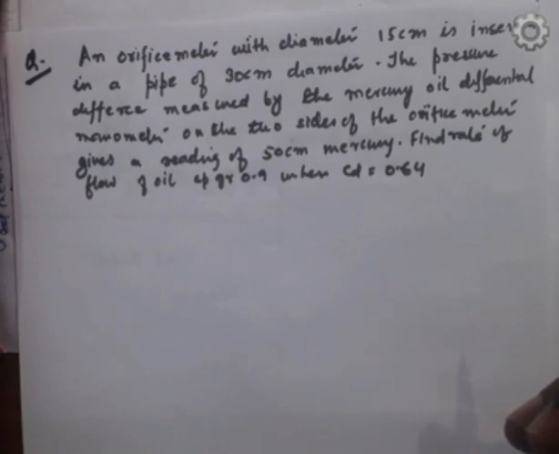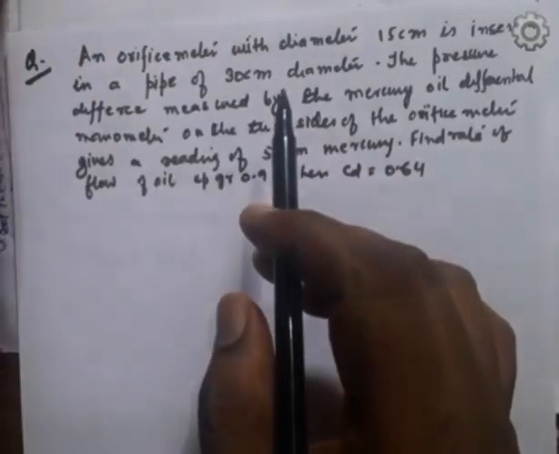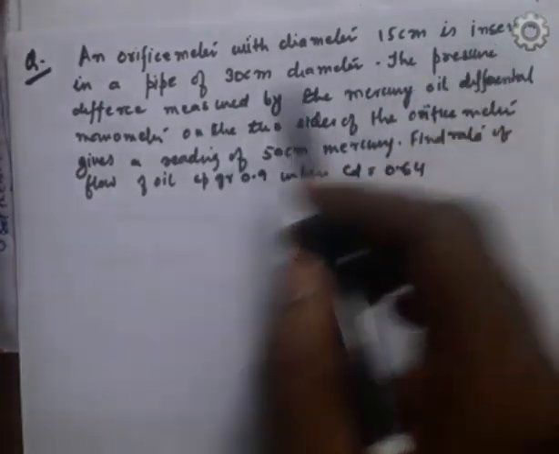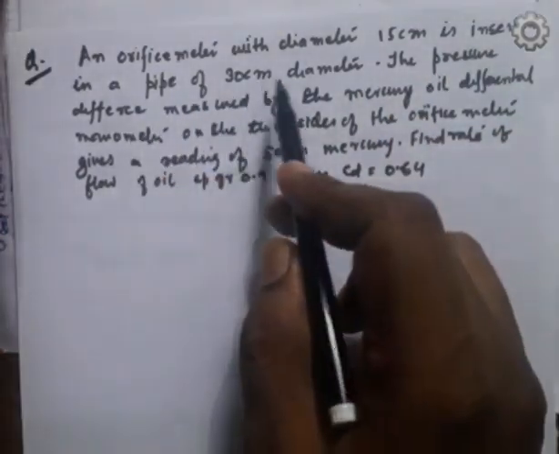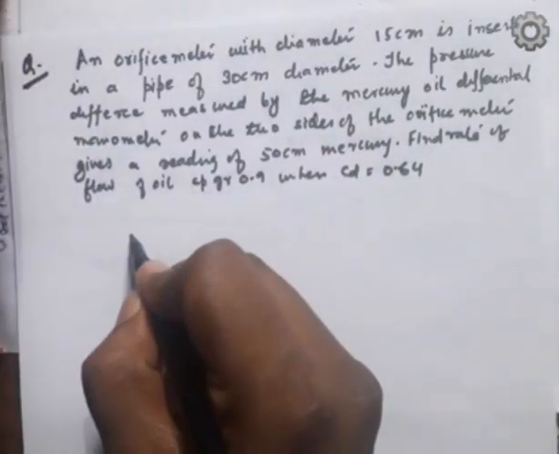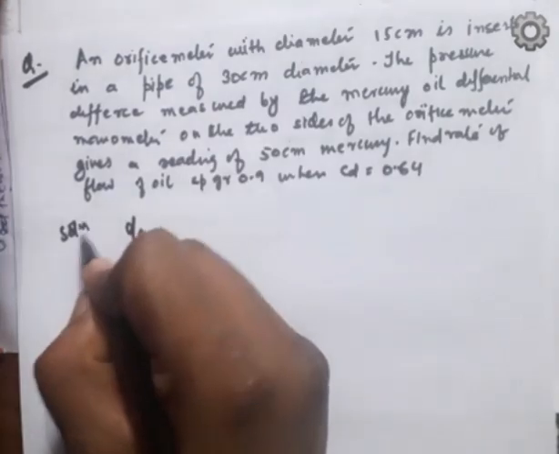In the previous lecture, we have done the derivation of discharge for the Venturi orifice meter. Now we will do a problem on the orifice meter. Here I have written the problem. In the problem, an orifice meter of diameter 15 centimeter is inserted in a pipe of 30 centimeter diameter. That means we have been given D0.